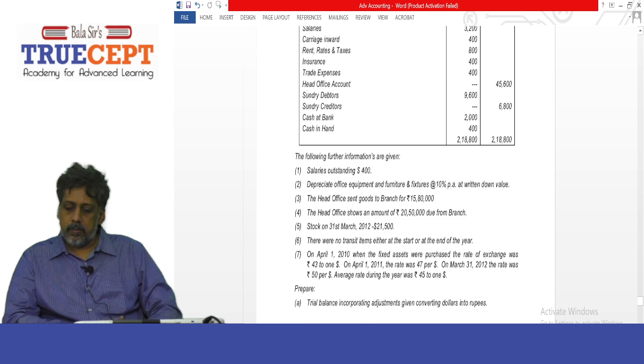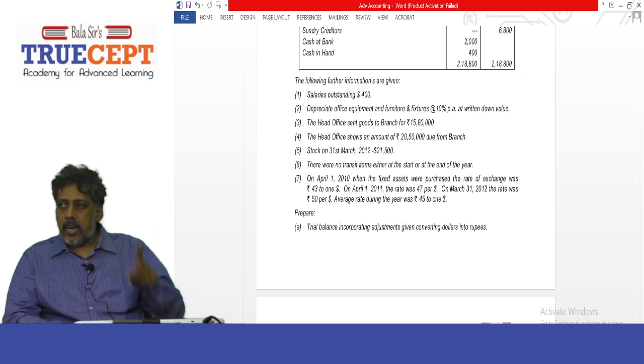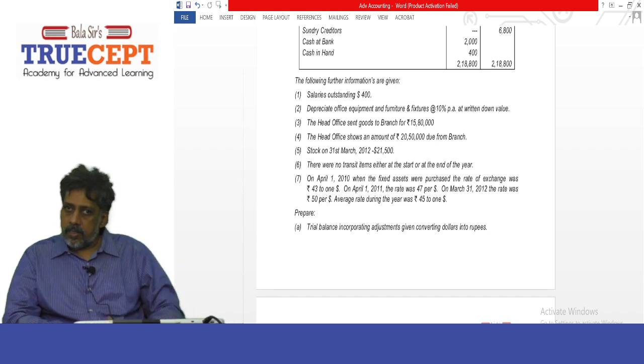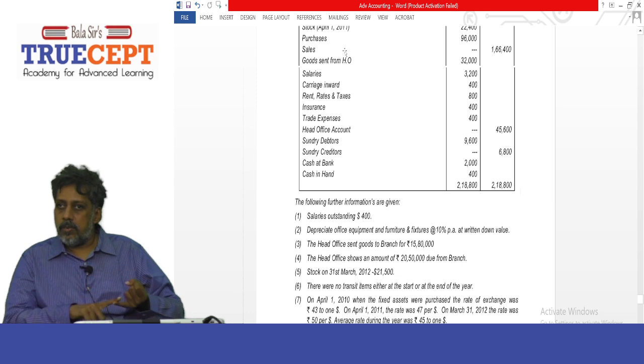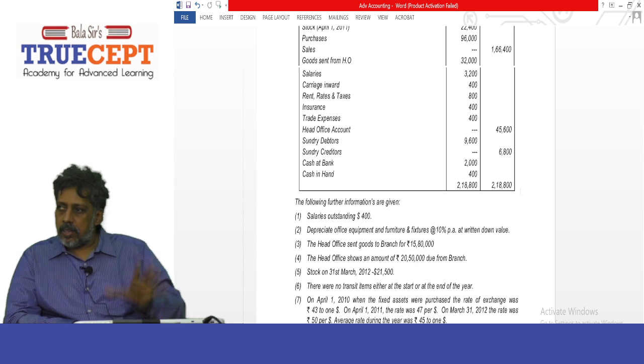Adjustments. The following further information is given. Number one, salaries outstanding $400. So salary is outstanding $400. Now what is already paid and given in the trial balance? The salaries amount. Yes, sir. I'm checking. Salaries $3,200, sir. $3,200 would have been already paid. Another $400 are not yet paid, outstanding salaries.